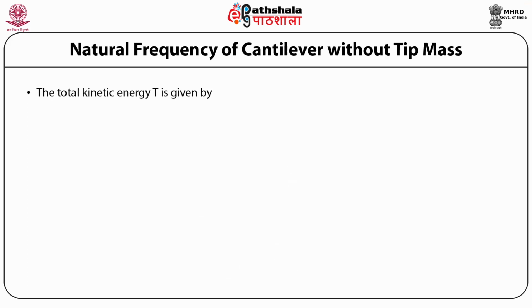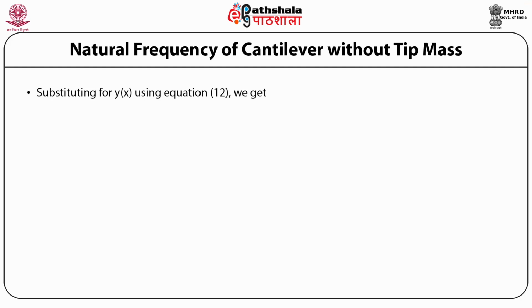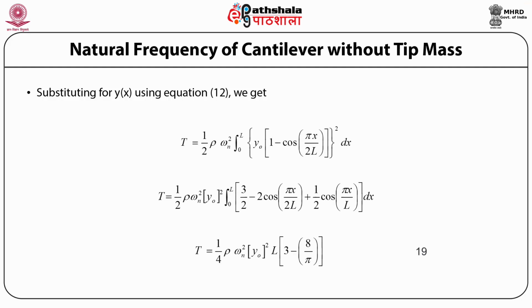So the total kinetic energy T is given by 1 by 2 rho omega square integration 0 to L y square dx, where omega n is the angular resonance frequency of the cantilever beam. On substituting the value of Y(x) using equation number 12, we get the kinetic energy T as 1 by 2 rho omega square integration 0 to L times (y naught (1 minus cos pi x by 2L)) whole square dx.